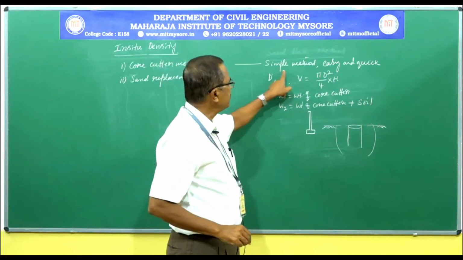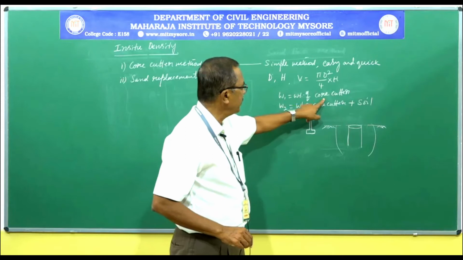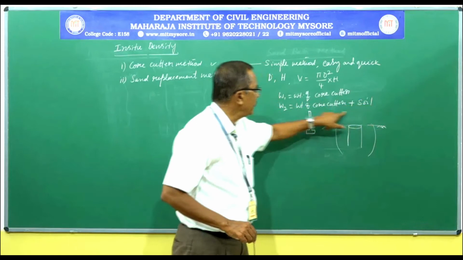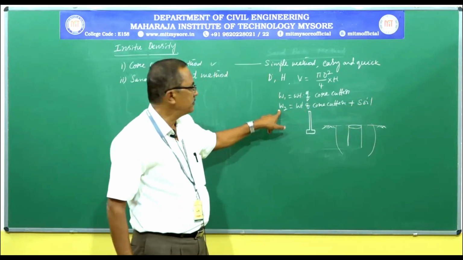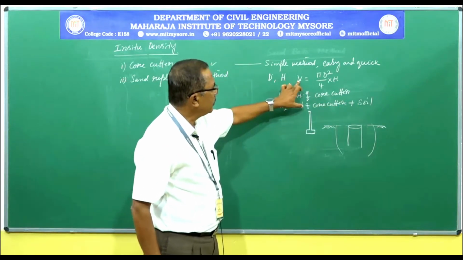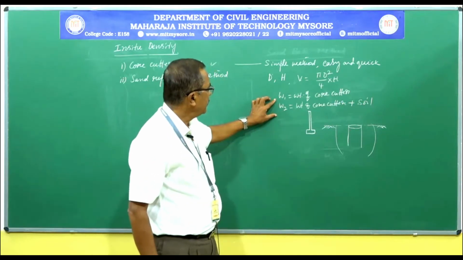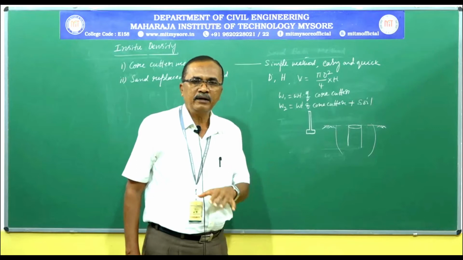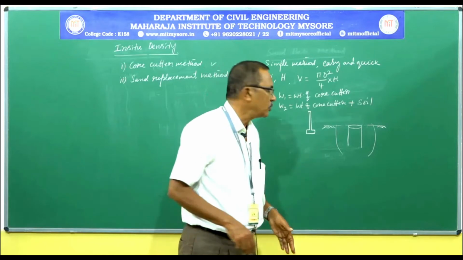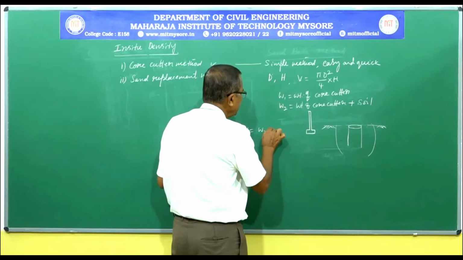So initially we have taken observations of diameter and height, and also we have taken weight W1, the empty weight of the core cutter. Then after performing this experiment, we get W2, the weight of the core cutter plus soil. The volume of the core cutter is the volume of soil accommodated inside it, and the weight of the soil inside the core cutter is W, equal to W2 minus W1.